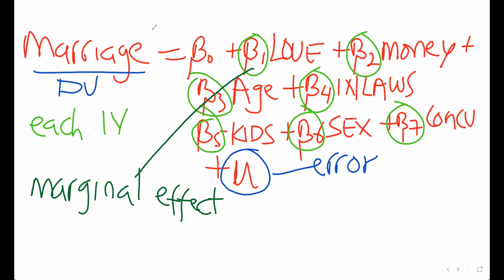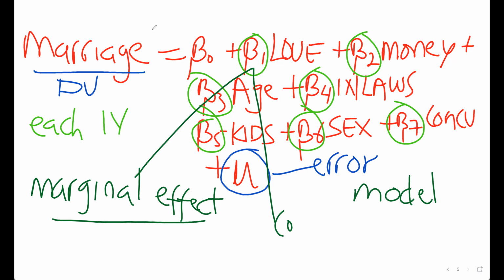They are numbers. But right now, because what you are seeing here is a model, you don't know the actual numerical values yet. When you get to estimate this model, the numerical values of the betas become something called coefficients or estimates.